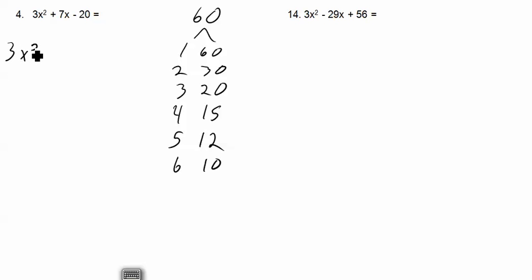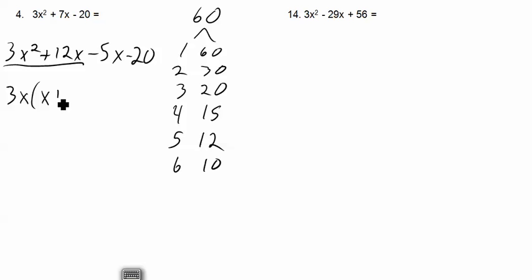3x squared. We're using 5 and 12, but since this needs to be positive, the bigger one's going to be positive. So plus 12x minus 5x minus 20. So we look at the first two. What can I factor out of those? 3 and an x. So 3 divided by 3 is 1. I take one of the x's out. 12 divided by 3 is 4. I take the x out.